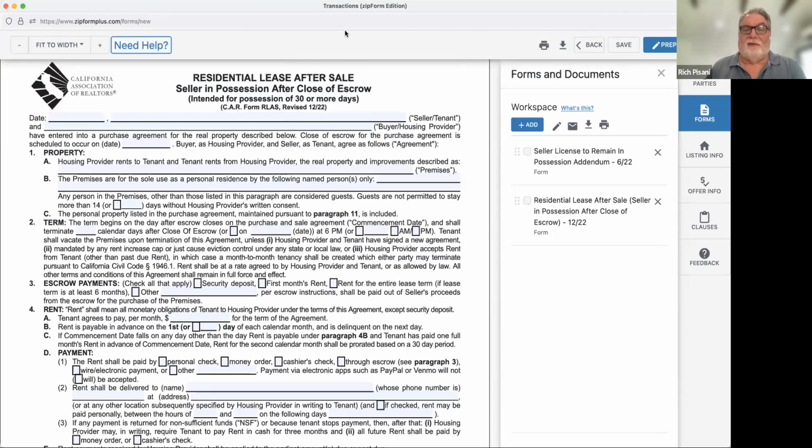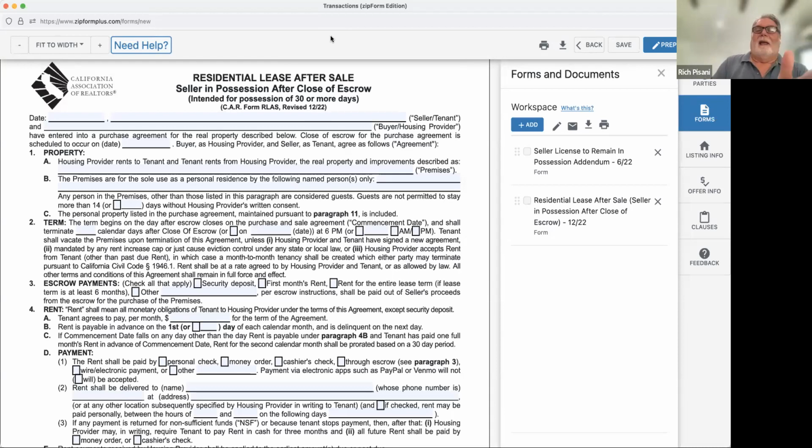What's confusing, Dave? I don't know what's confusing. 30 days creates a tenancy. That's why it needs to be a different form. And so it's a more in-depth agreement because it actually is a tenancy.